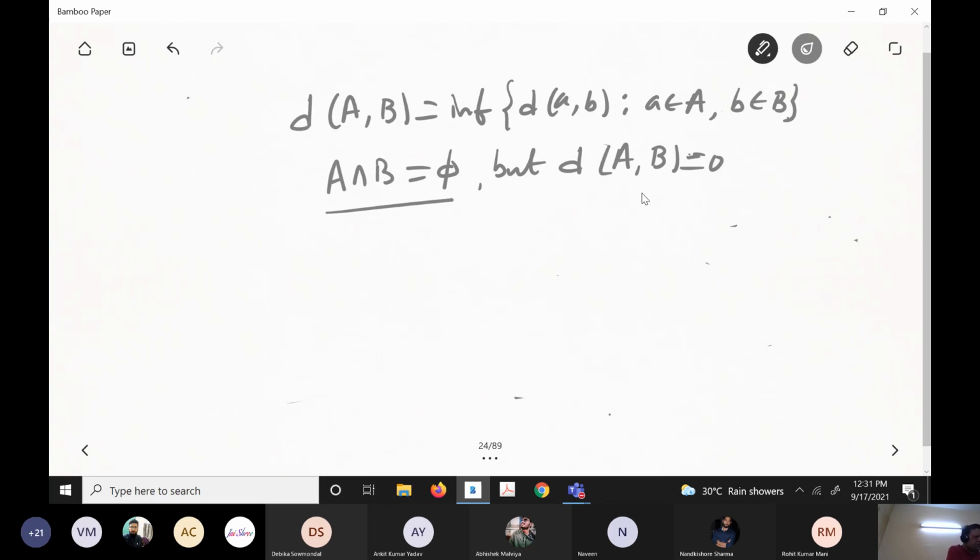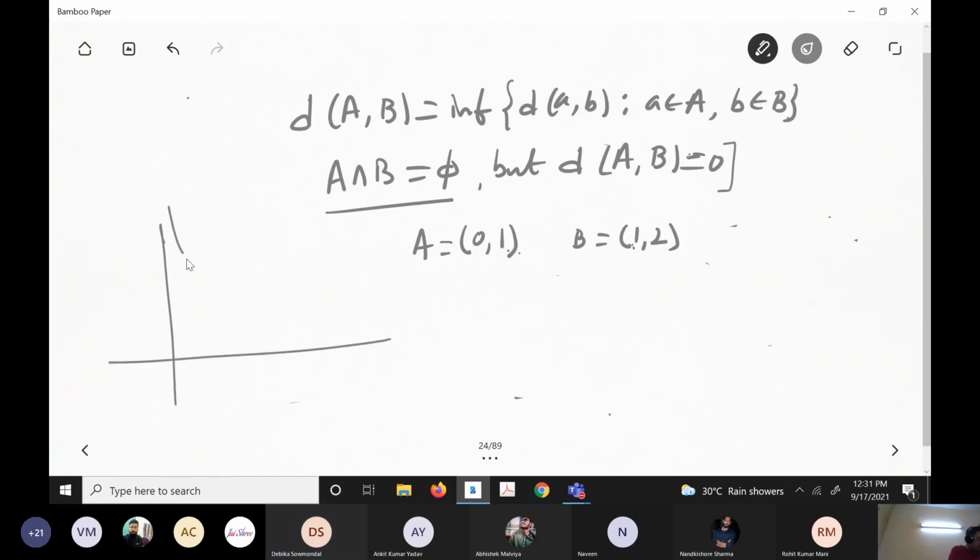Tell me, give me a counterexample for this. Actually, you can take 0,1 in R, and A equal to this, and B equal to this. Got it? Look, they are disjoint because 1 is not there, it is an open interval. But what will be the distance? The distance has to be 0, because ultimately you will be calculating the distance from 1 to 1 itself. And in R squared, you draw this, the so-called asymptotic. Remember that?